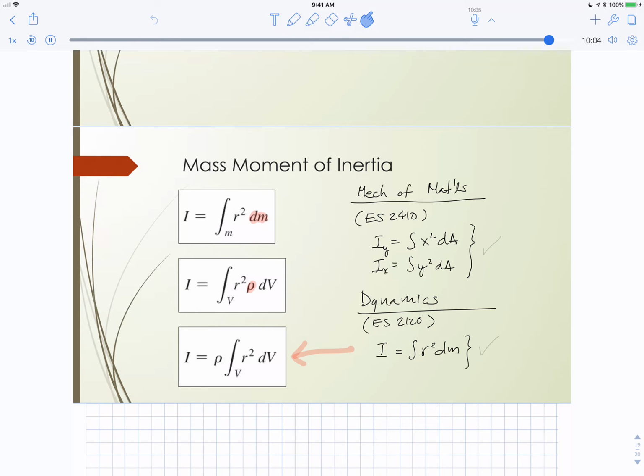And what's very confusing is that you will probably take both these classes in the same semester, and one professor will be saying moment of inertia and mean this. That would be your mechanics of materials instructor. And another professor will be saying moment of inertia and mean this, and that would be your dynamics instructor, maybe me. Just remember, mechanics of materials, area moment of inertia, and dynamics, mass moment of inertia.